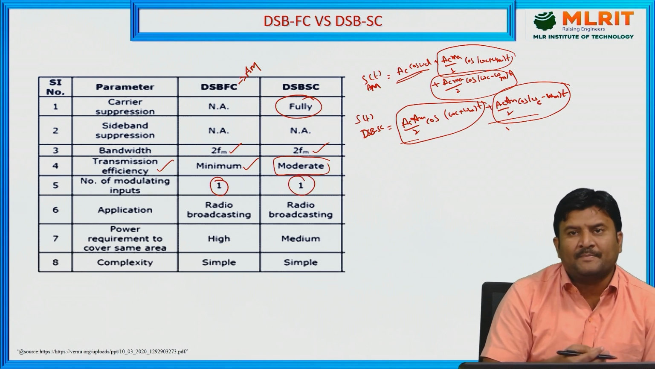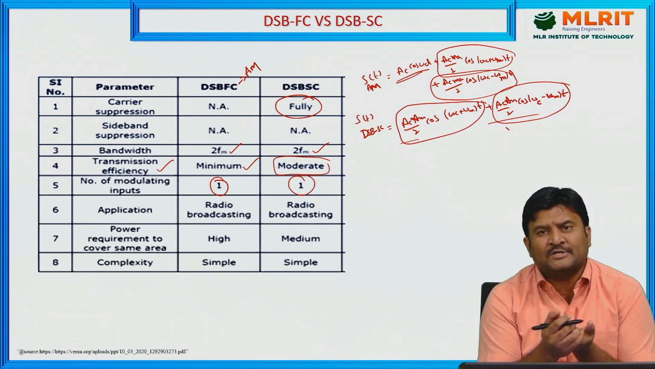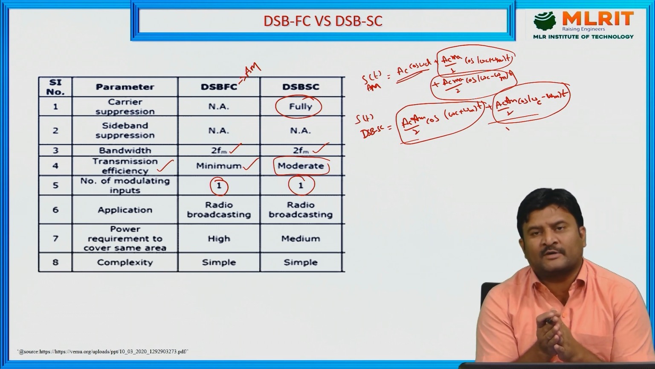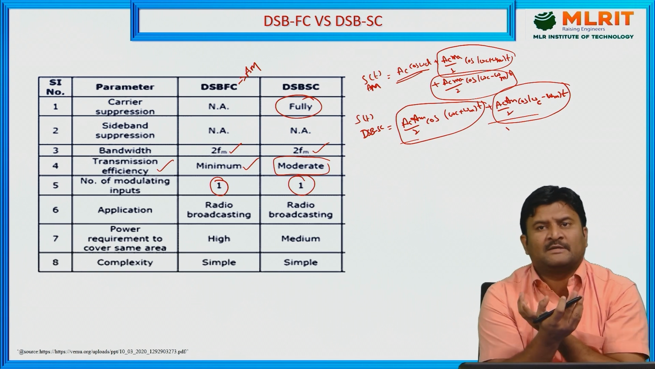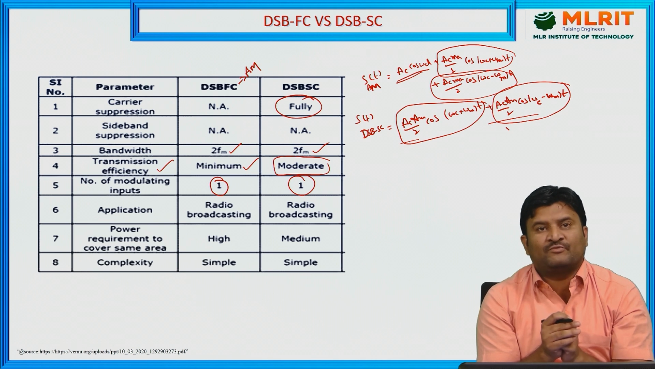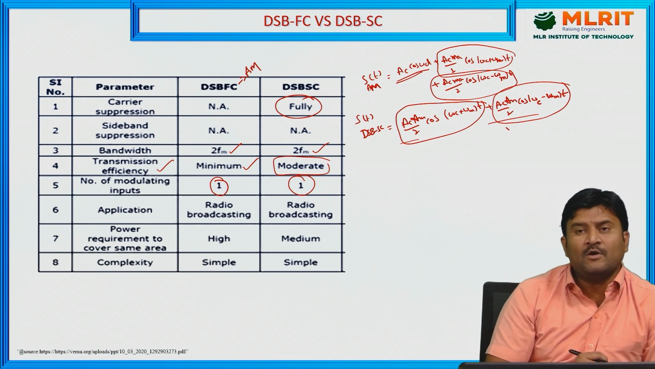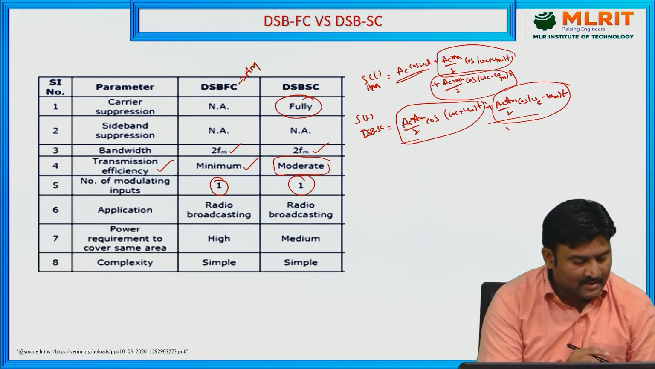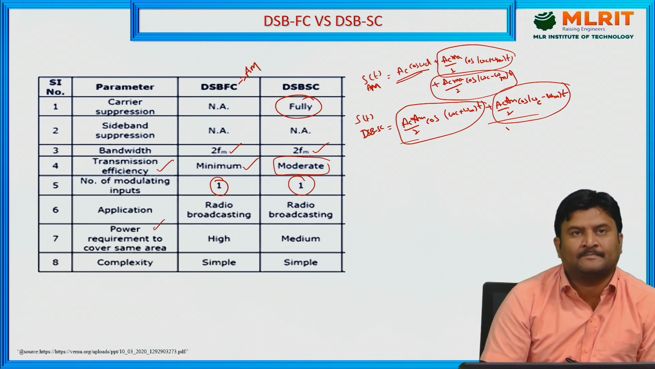Then what are the applications especially? We know very well, the AM applications are from the broadcasting point of view, especially AM radio broadcasting, with respect to high frequencies. These applications are mainly useful in the case of radio broadcasting applications.